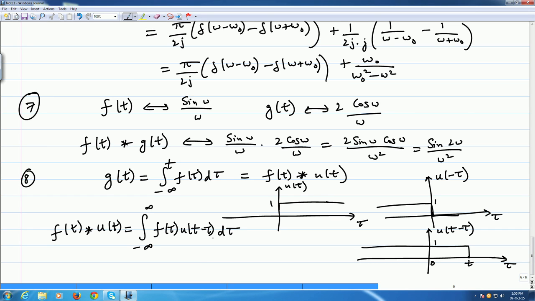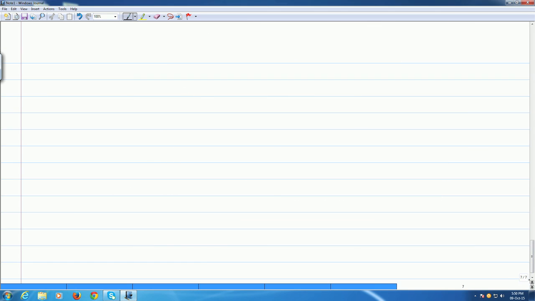Now, what is u of t minus tau? It is 1 from minus infinity to t, and beyond t it goes to 0. So, this guy goes to 0 beyond t. So, this integral is the same as the integral from minus infinity to t of f of tau d tau. So, that is the first step.